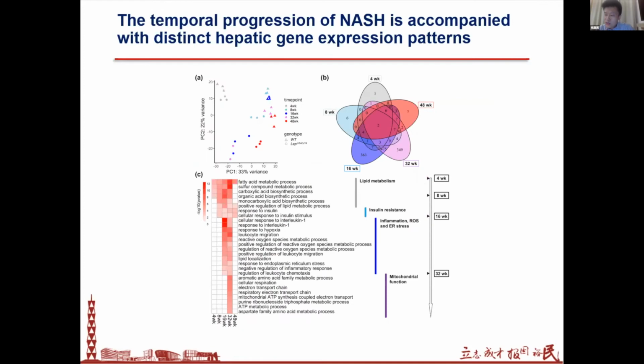So to address the temporal progression of NASH, we did RNA sequencing of the liver samples from 4 weeks all the way to 48 weeks. And as you can see in figure C, the NASH progresses stepwise. For example, from lipid metabolism, then the insulin resistance genes, and then inflammation, ROS, ER stress, all the way to 32 weeks, where you can see the mitochondrial function.